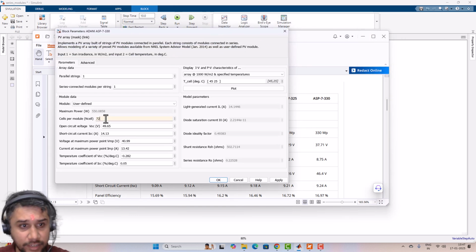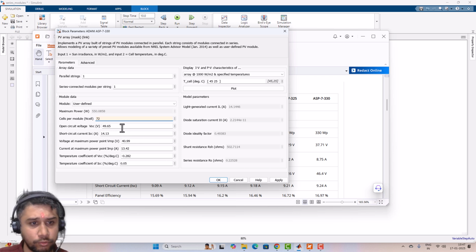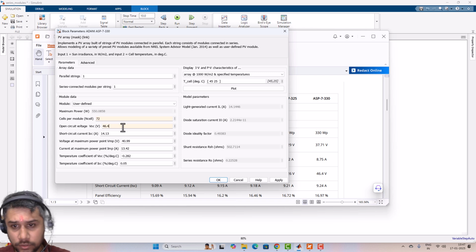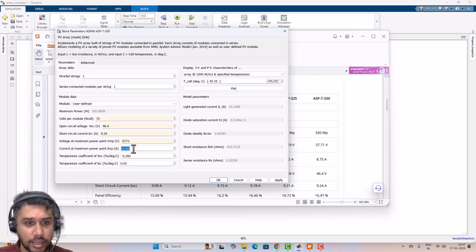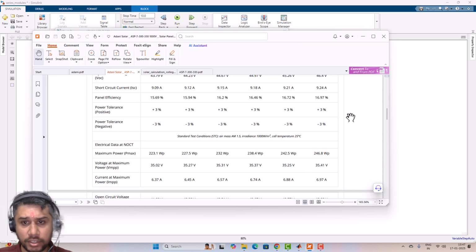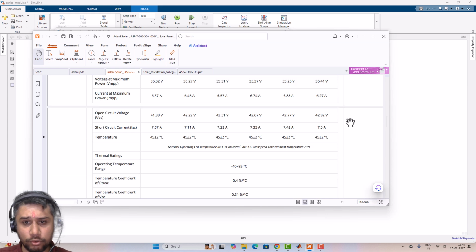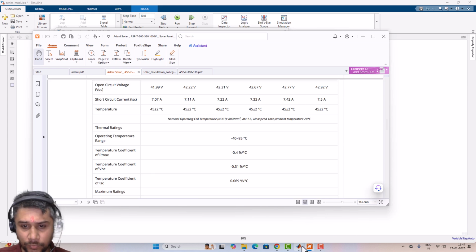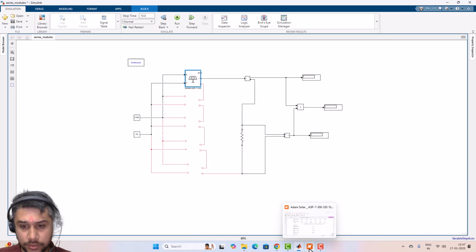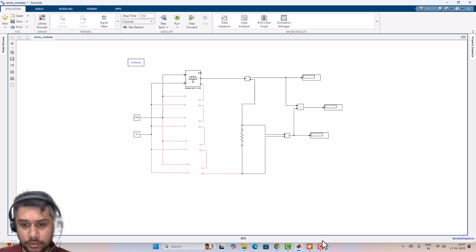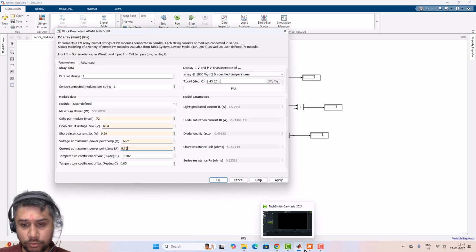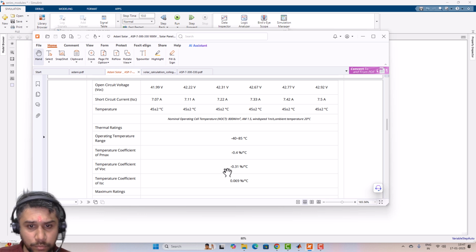Module per cells are 72. Open circuit voltage is 46.4 volt. Here it is 46.4 volt. Short circuit current is 9.24 amperes. VMP is 37.71. IMP is 8.75. The temperature coefficient of voltage is minus 0.31.